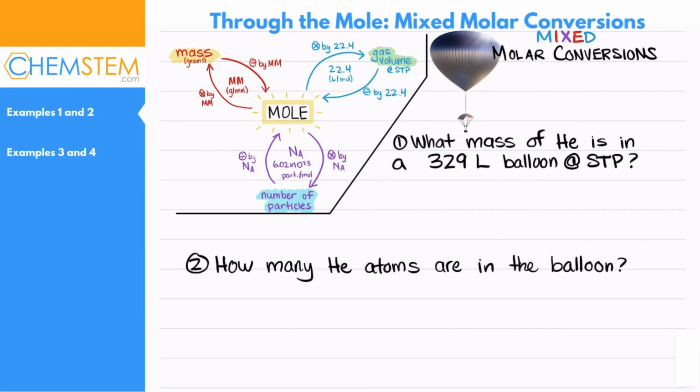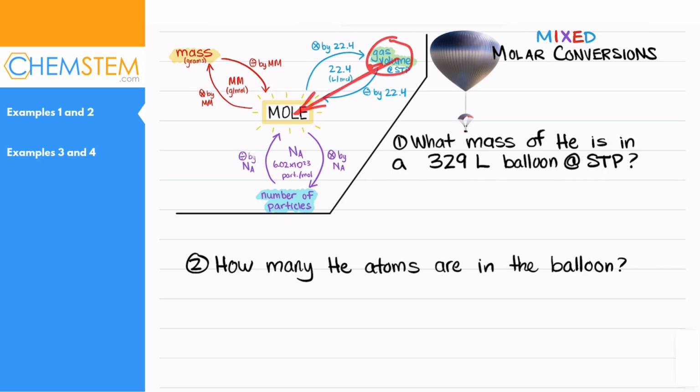Now let's do some mixed molar conversion practice to show you that if you start on one end, you don't have to just end up in the mole or vice versa. You can actually go through the mole to get to other things. The mole is where everything passes through.